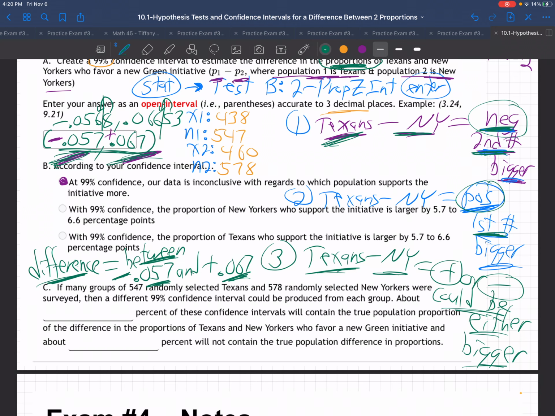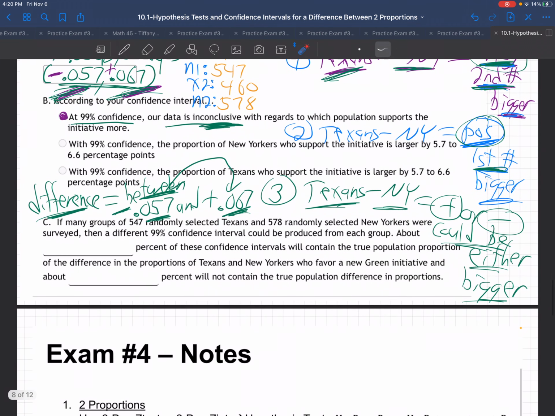So the fact is we're not exactly sure. At the 99% confidence level, we're not sure if the difference between Texans and New Yorkers is positive or negative. It's somewhere between negative 0.057 and positive 0.067. So it could be negative or positive. We're not sure. So our data is inconclusive. Do you see that? Let's go on to part C. So that's a little tricky.